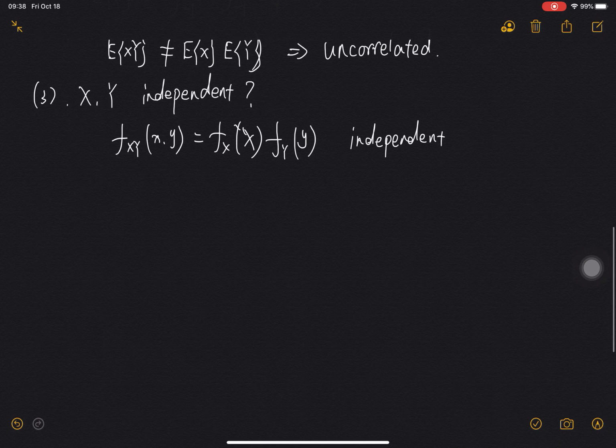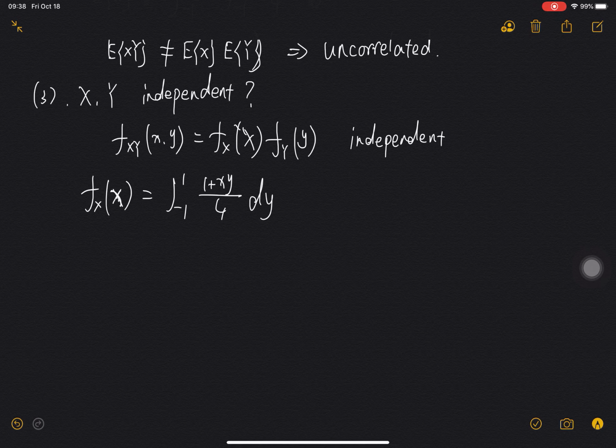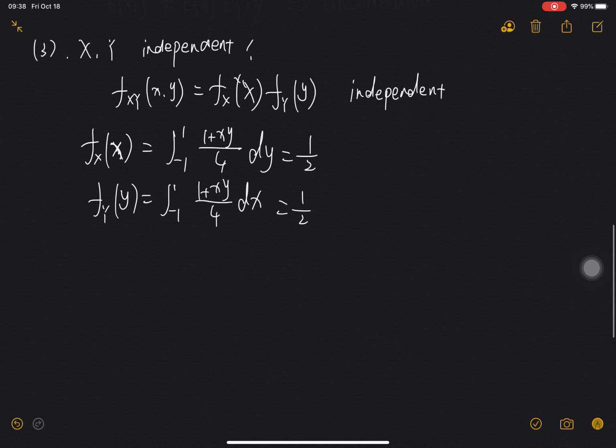So we have to get the density function of x first. It's the joint density function, integral over y, and it's 1 over 2, and the density of y, integral over x, is also 1 over 2, and definitely this equation is not an equality, so they're not independent.